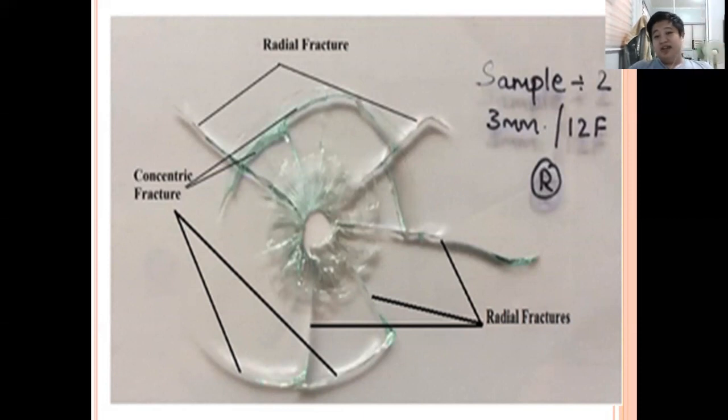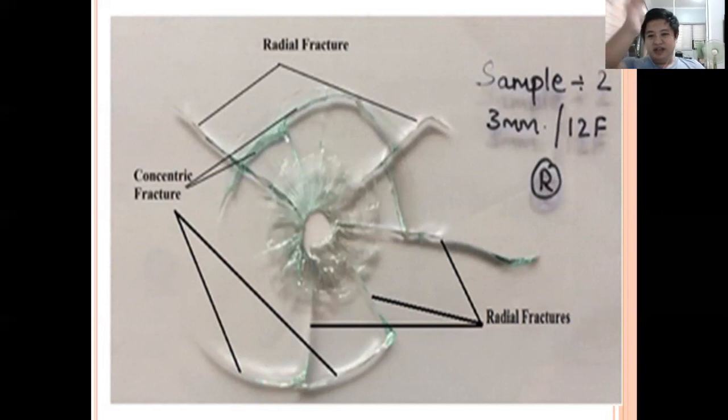That is what we call the radial fracture. So if there is a bow-like appearance on the glass, either letter C or bow, commonly those cracks are classified or characterized as concentric fractures. So that is the 3R rules when we are going to consider radial fracture and concentric fracture.